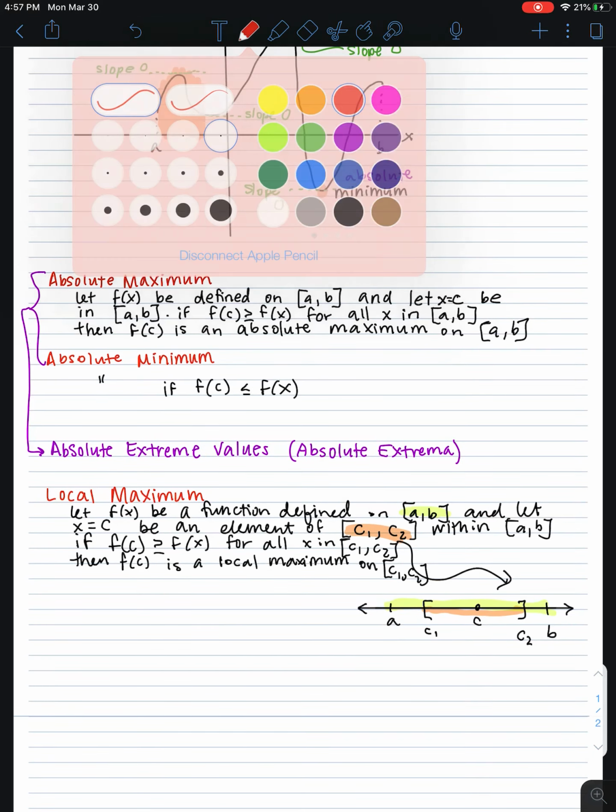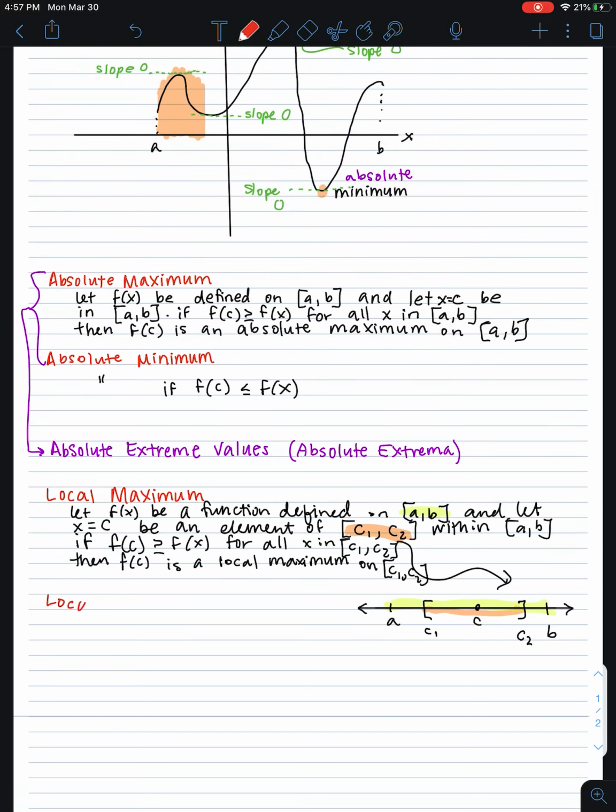Local minimum is defined, again, basically the same, except that it'll be f of C is less than or equal to f of x for all x in that interval. And as you might anticipate, these form together to be local extrema. Okay, so that's just a little bit of our terminology.